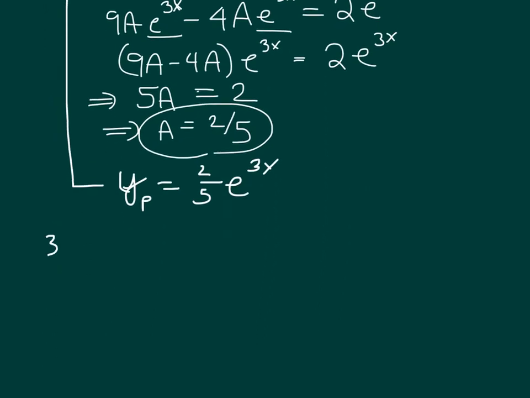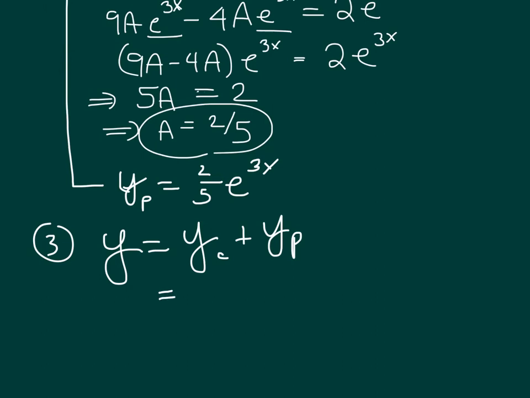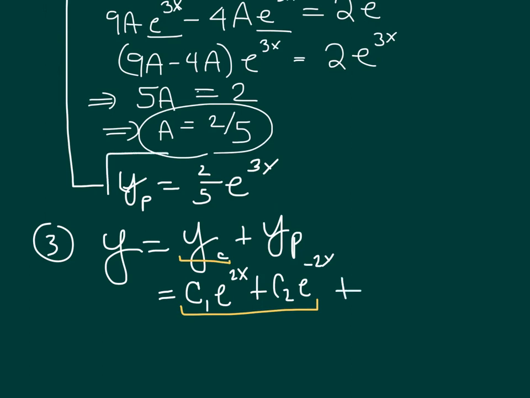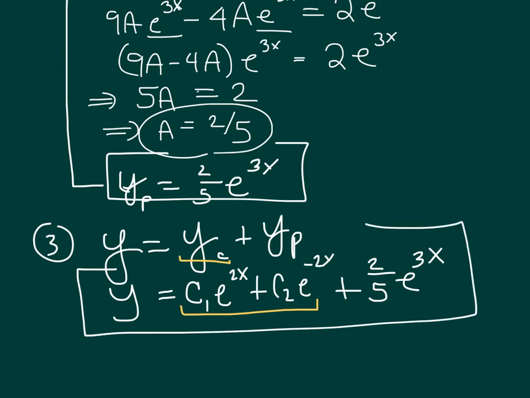So now if we put this all together, our goal was to find y, which is y sub c plus y sub p. And so y sub c was c1 e to the 2x plus c2 e to the negative 2x, plus our new y sub p. So we have 2/5 e to the 3x. So this is our general solution to the non-homogeneous equation. And again, no initial conditions are given, so we can't determine our c1 and c2 for our y sub c. And that's it for example 3.